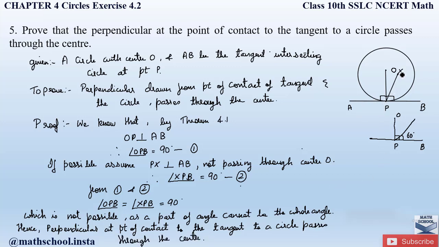We have to contradict, or assume a line XP, and then prove that this line XP cannot be perpendicular if it does not pass through the center of the circle. So in this way we prove this statement. I hope you have understood.